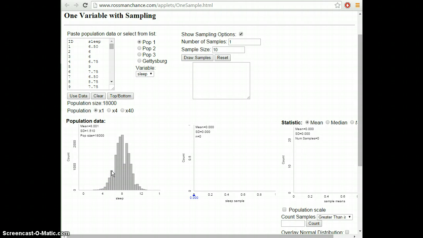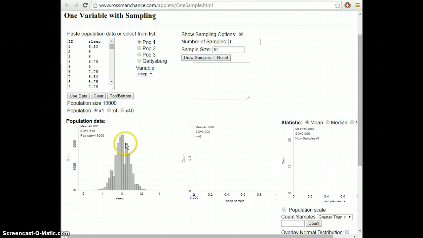Well, that means that if we go over to the y-axis, maybe 800 students had between maybe 5 hours 45 minutes and 6 hours of sleep out of what total number of students? Well, I go up here, population size 18,000. So I have 18,000 students that are getting between 5.75 and 6 hours of sleep per night.